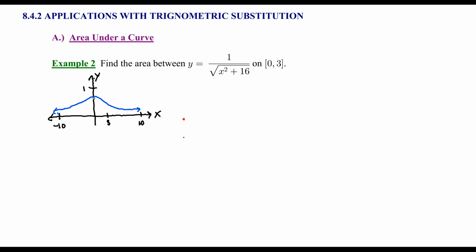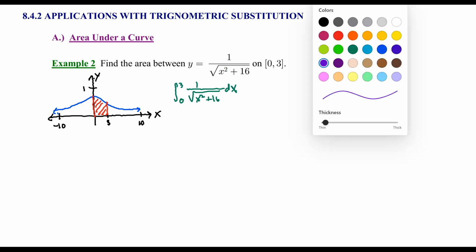Which means the area that we're looking at from x equals 0 to x equals 3 would be this shaded region right here. Now we don't have a Euclidean formula to find the area of such an irregularly shaped region, but we can apply calculus to find the area of any region that we can describe with functions. So the way that we'll calculate this area is by using a definite integral from x equals 0 to x equals 3 of the function 1 over the square root of x squared plus 16 dx.